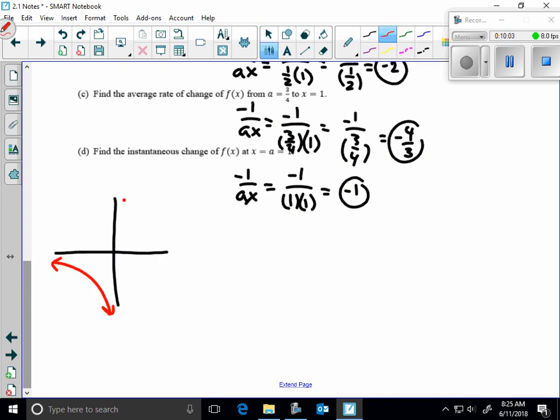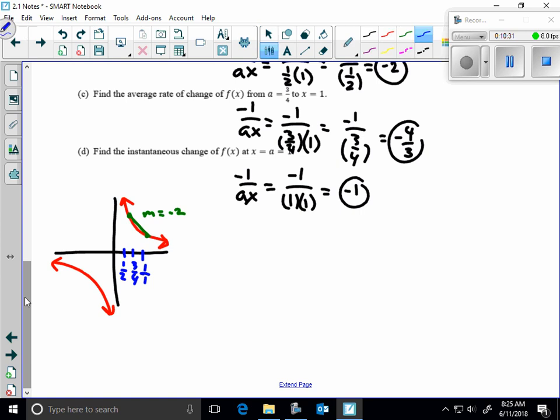Let's take a quick look at the graph. Here's 1 over x. And in this case, we're just looking at positive values. So here's 1/2, here's 3/4, here's 1. So this is 1/2, 3/4, and 1. Okay, so what it's telling us here is that this slope right here from 1/2 to 1, that's got a slope equal to, what was it, -2.